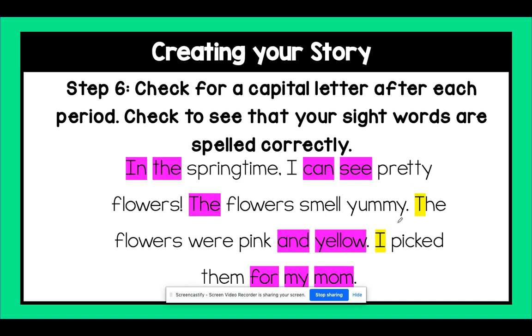Let's double check to make sure that all of my sight words are spelled correctly also. So in, the, can, see, the, and yellow for my mom. Yep, those are all of my sight words and I spelled them all correctly.